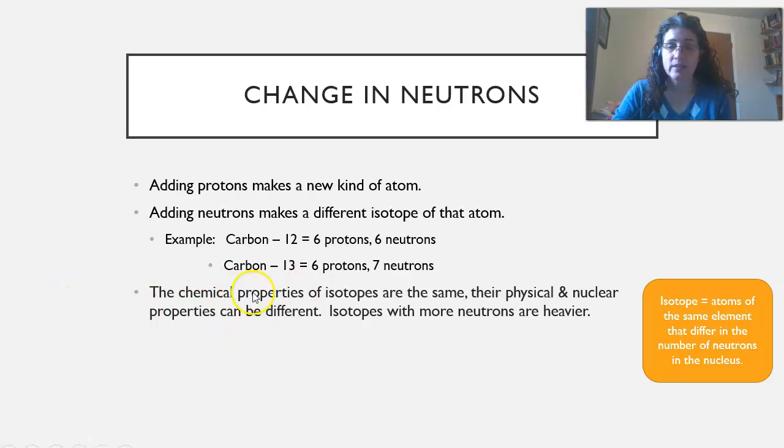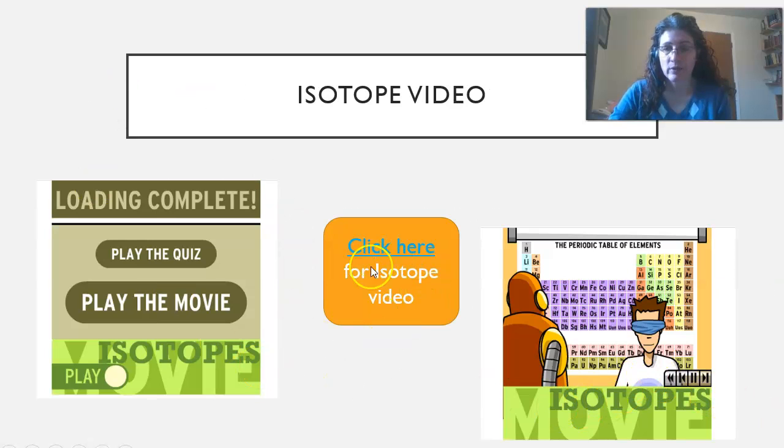The chemical properties of an isotope are the same. So carbon 12, carbon 13, same chemical properties. But their physical and their nuclear properties are different. For example, the nuclear property of carbon 12 is that it has 6 protons and 6 neutrons. The nuclear property of carbon 13 is that it has 6 protons and 7 neutrons. So isotopes with more neutrons are going to be heavier than those that have fewer neutrons. There is an example explaining that in the lesson material too.